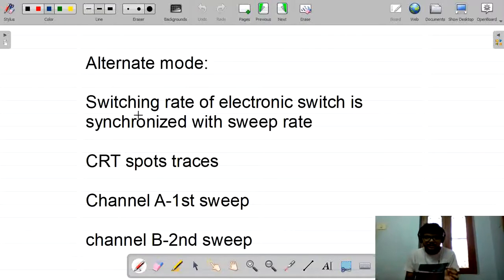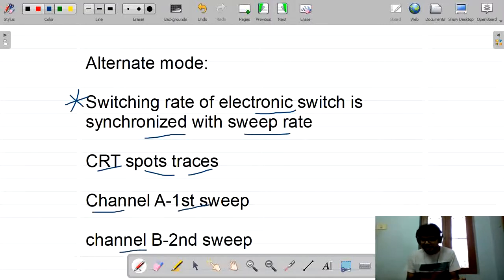The switching rate of the electronic switch is synchronized with the sweep rate. It is the point we have discussed clearly now. The CRT spot traces on the screen, we know that. From this we can observe that channel A is given the first sweep and channel B is given the second sweep. Why is it called the alternative mode? It means for a short amount of time signal A is taken, and for a short amount of time signal B is taken.